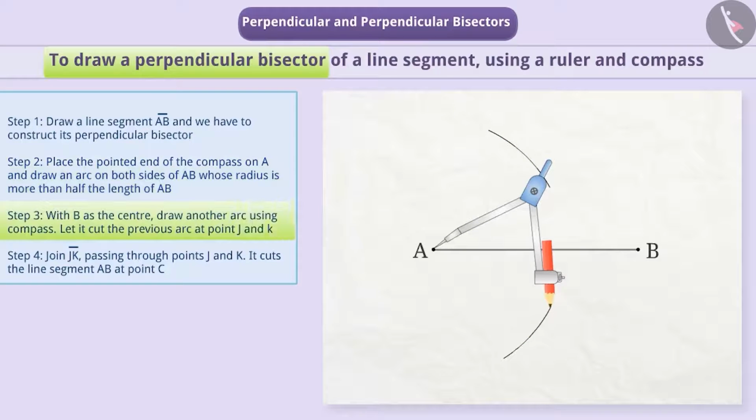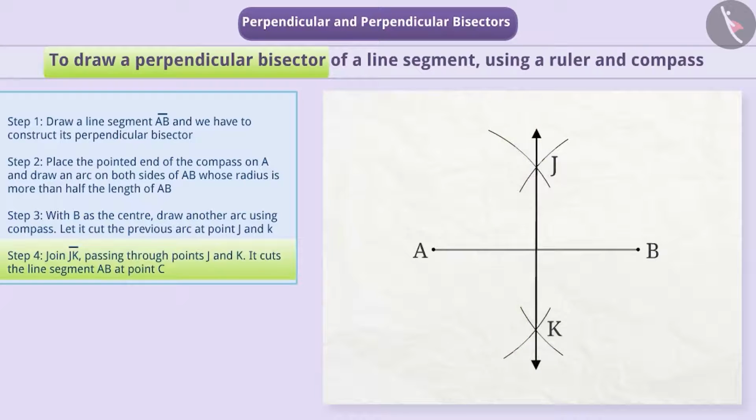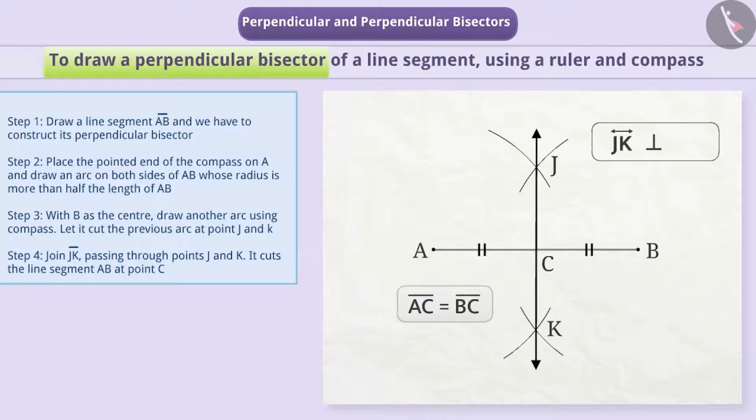Step 3. With the same radius and with B as center, draw another arc using the compass. Let it cut the previous arc at point J and K. Step 4. Join JK. It cuts the line segment AB at point C. Here, AC and BC are equal. Line JK divides line segment AB into two equal parts. Also, this line is perpendicular to AB. Therefore, we can say that line JK is the perpendicular bisector of line segment AB.